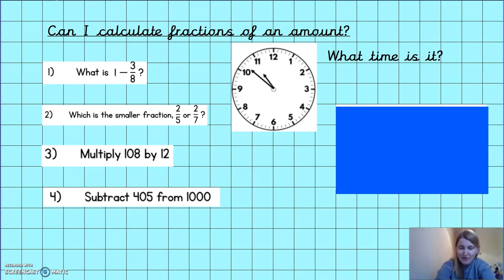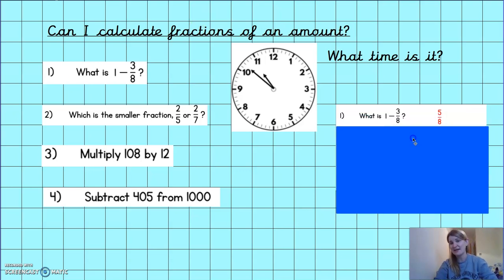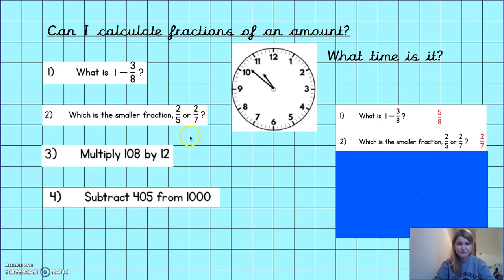Okay, let's have a go at this arithmetic starter. To get us going, I will reveal the answers in 3, 2, 1. Right, first one up, I would have changed 1 into 8 eighths, taken away the 3 eighths to get 5 eighths, because a whole always has the numerator and the denominator the same. Which is the smaller fraction? Now, if you look, the numerators are the same, so we know that the bigger the denominator, the smaller the fraction, therefore 2/7 is smaller.